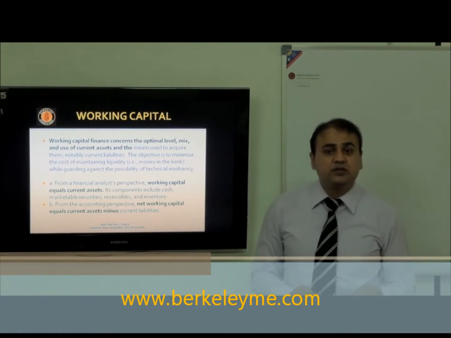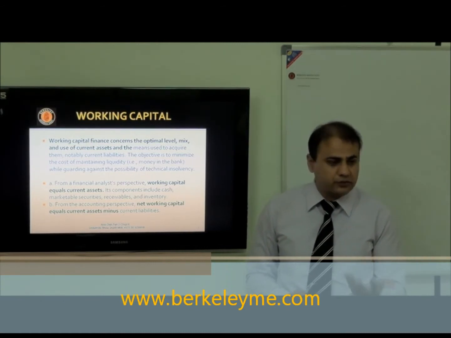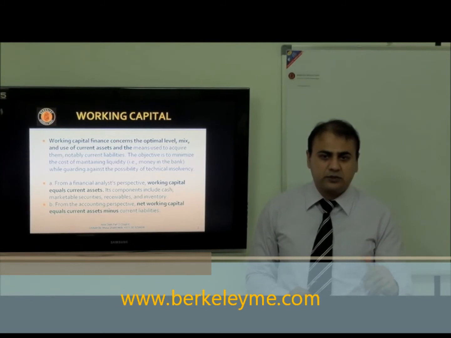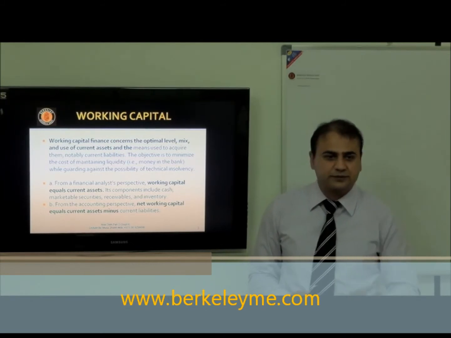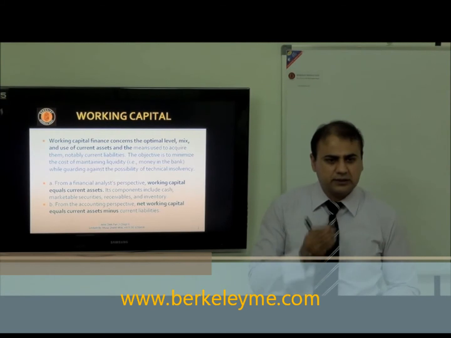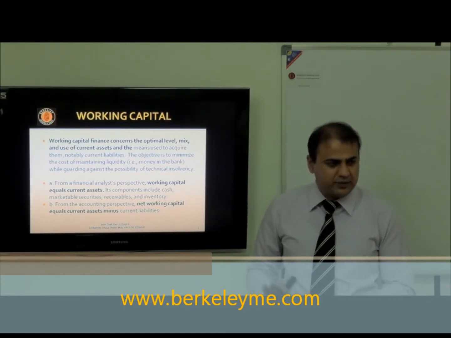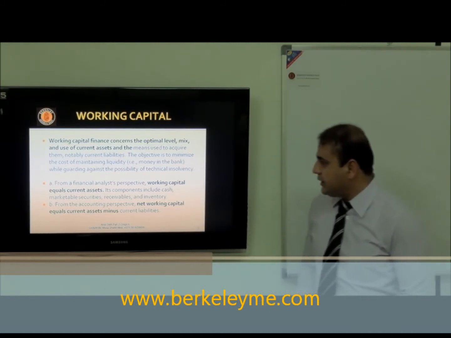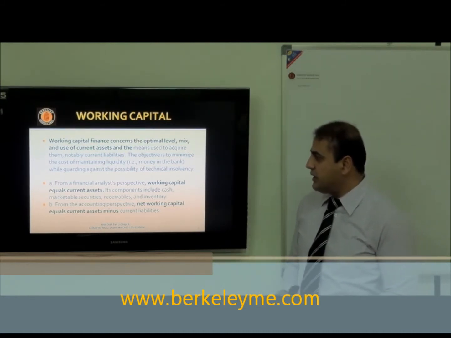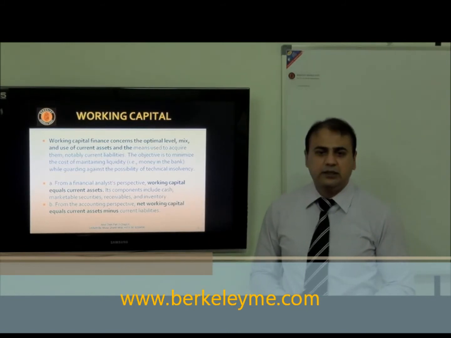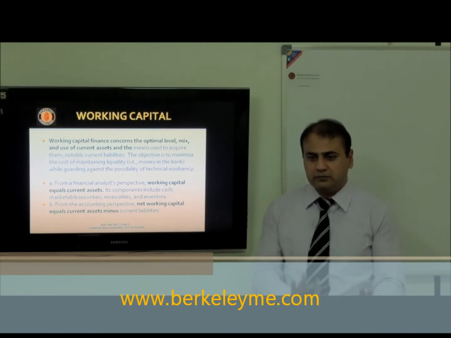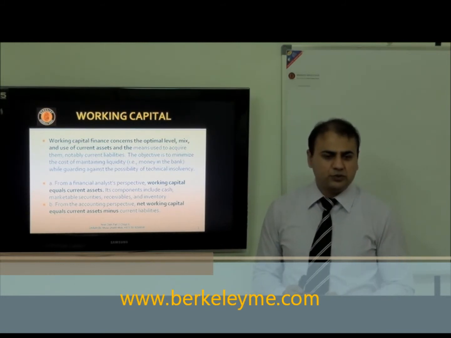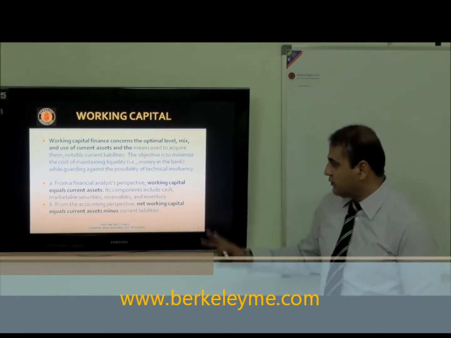Then it leads to ratio analysis, the liquidity ratio. Liquidity is the power to convert an asset into cash. This we will discuss in the ratio analysis unit, which is separate from here. The objective is to minimize the cost of maintaining liquidity, while guarding against the possibility of technical insolvency. We want to be safe from non-payment issues, defaulting. That's why we have to maintain working capital.